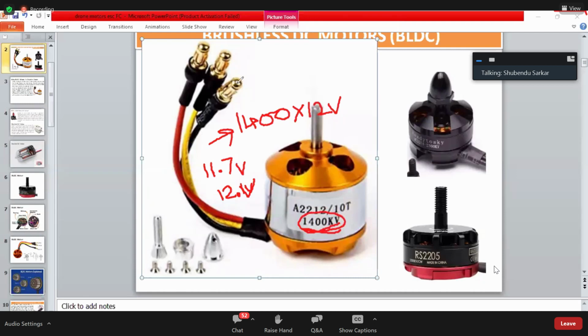So if we are talking about this motor, let's talk about this one.